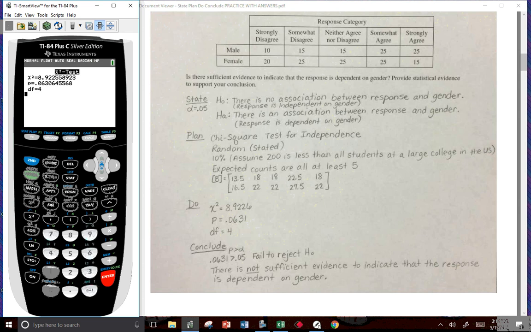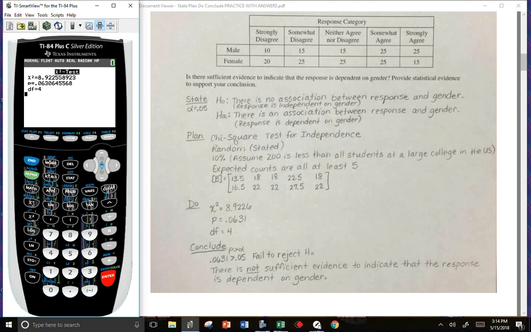So my conclusion: I have a p-value of 0.0631 that's greater than 0.05. So we're going to say fail to reject H0. Remember, that's where I want you to start saying there is not convincing evidence. Notice I said there is not sufficient evidence. Convincing and sufficient, you can use either one. That's not the big deal. But there is not evidence to indicate that the response is dependent on gender because we are failing to reject. Does that one make sense?